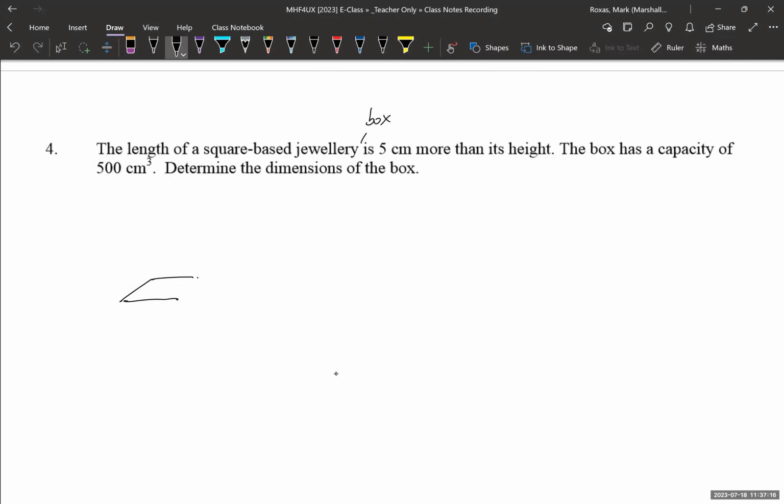Let's try and draw a picture of this square base, something like that. Very rough sketch. Okay, so if x is the height, then the base is 5 more than the height, so x plus 5. And because it's a square base, the length and width are both the same, x plus 5. So my square base is the bottom here. And then my height is this x. And the volume of the box is 500 centimeters cubed. What are the dimensions?